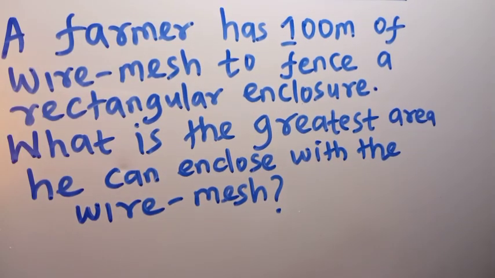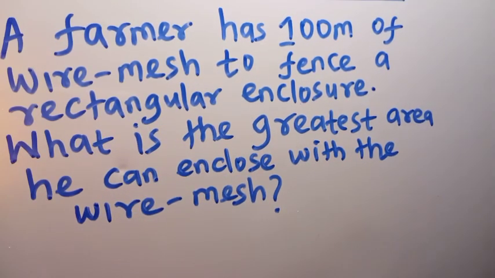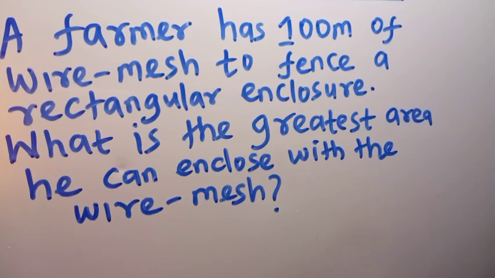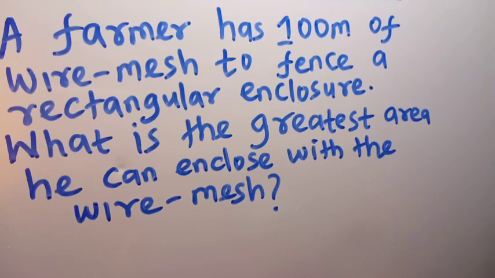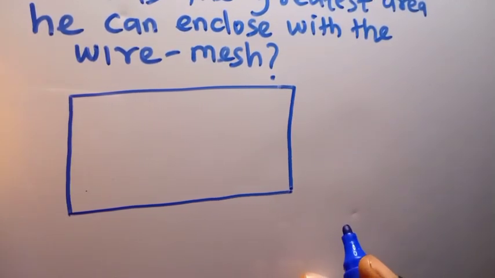Now, this is a rectangular enclosure. So, we need to represent this information on a diagram. Now, we need to draw a rectangle that has a length and width. This is a sketch of a rectangle.